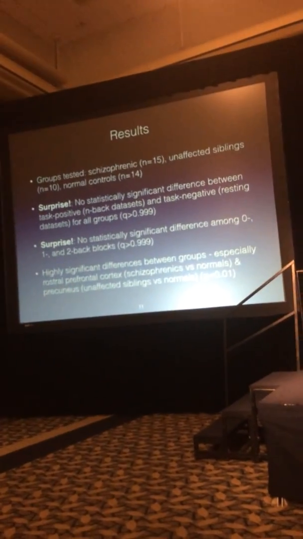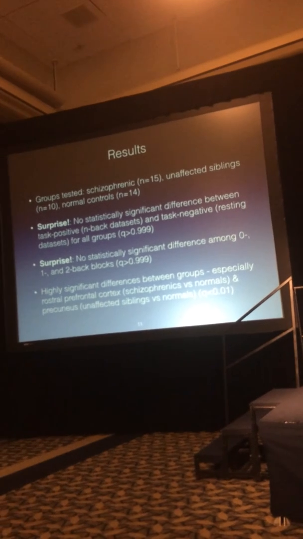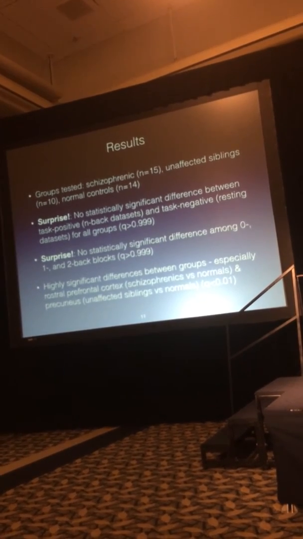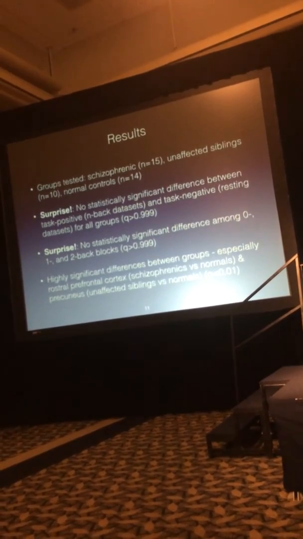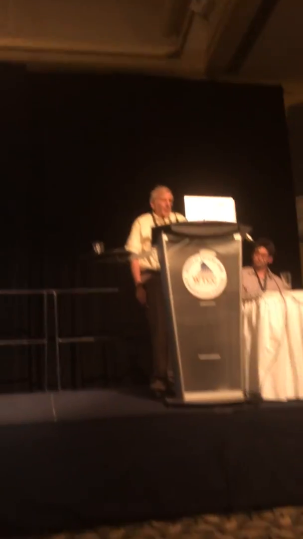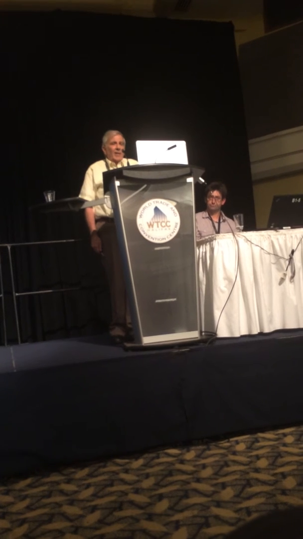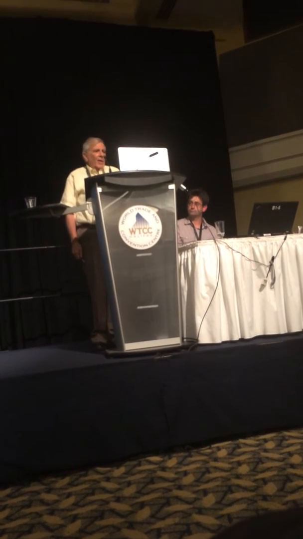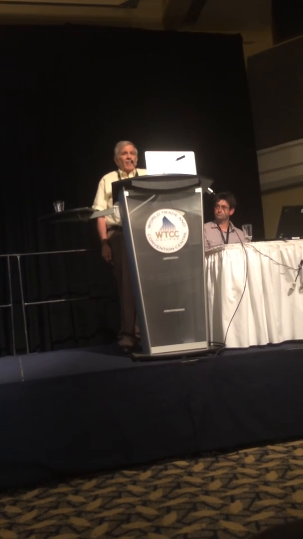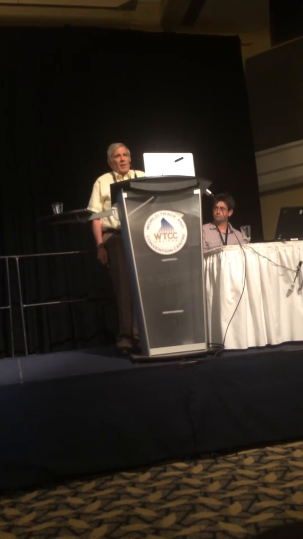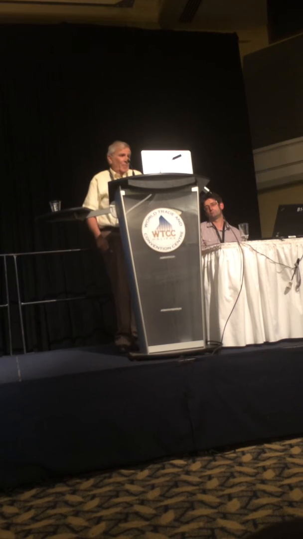So, some of the results. The groups tested, which I explained there, small n, turns out that there's no statistical difference between task positive, the N-back results, and task negative, the resting state results. And that's at a false discovery rate of Q greater than 0.9999. That's a big surprise.